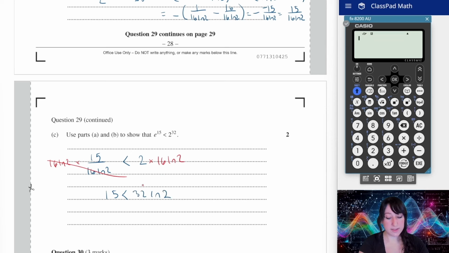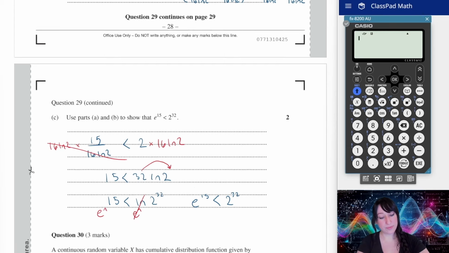We'll use our log laws to put the coefficient onto the power of 2 inside the log. And we'll take e to the power of both sides of this inequality, which cancels out the ln. And we have e to the 15 is less than 2 to the 32, as required.